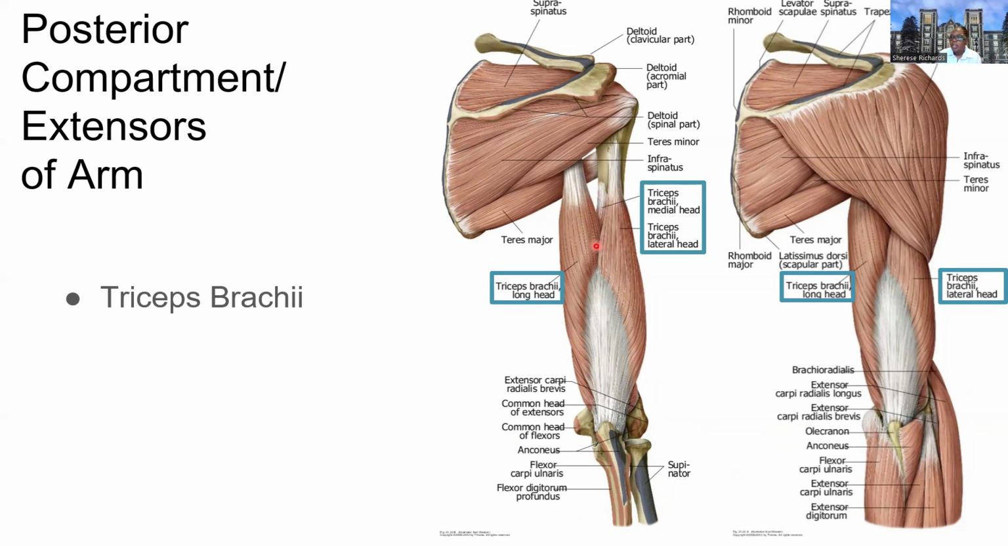Extension at the elbow. And if you look at the triceps, it's going to be taking up the entire posterior arm. So inserting onto the olecranon, which we talked about last week, it's going to help to open up that olecranon and engage it into the olecranon process of the humerus.